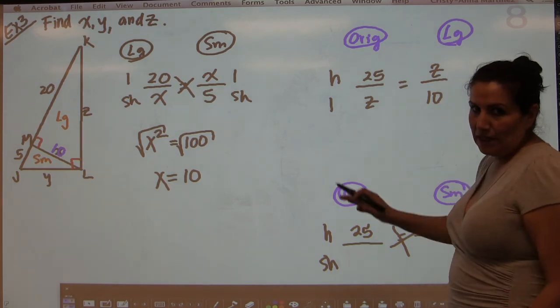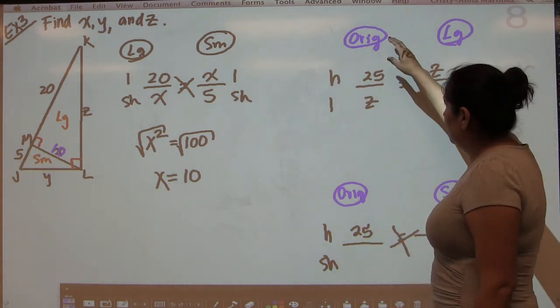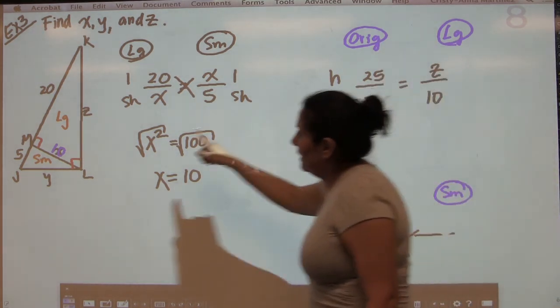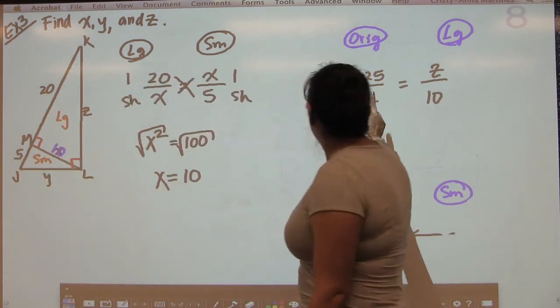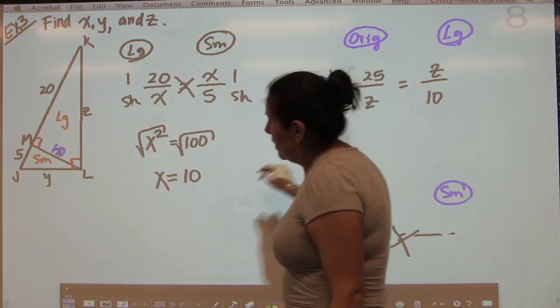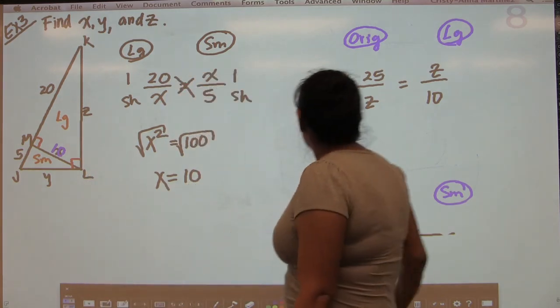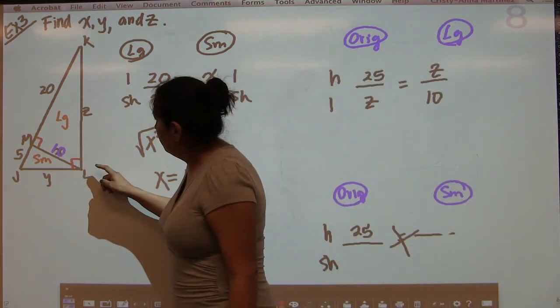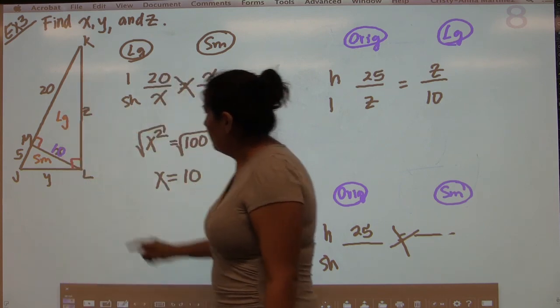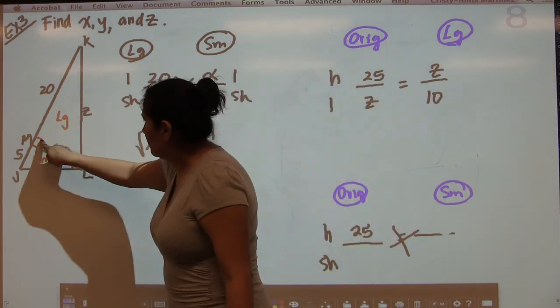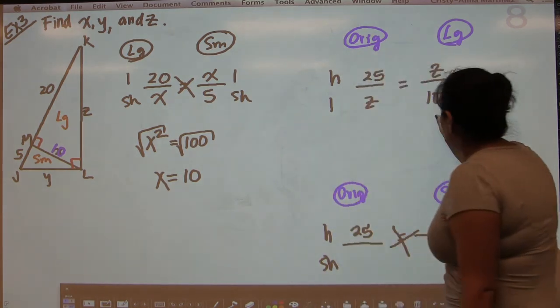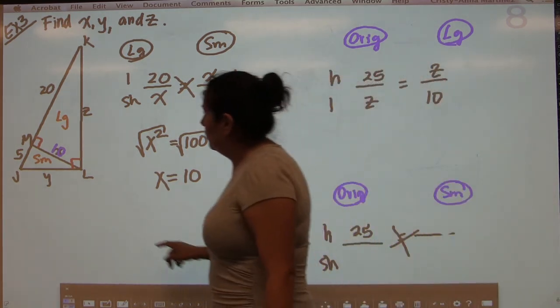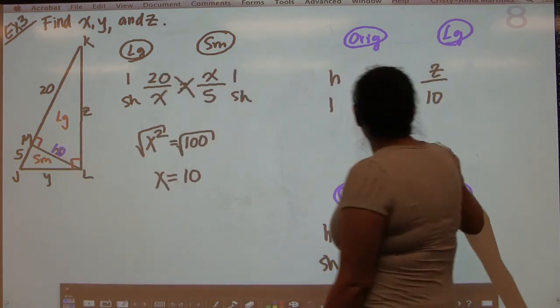Just to recap, in case you missed that, for the original triangle, the hypotenuse is 20 plus 5. For the long side of the original triangle, that's here, z. For the hypotenuse of the large triangle, that's going to be z as well. Hypotenuse of the large triangle here, opposite 90 degrees. And then the long side of the large triangle is the 20.